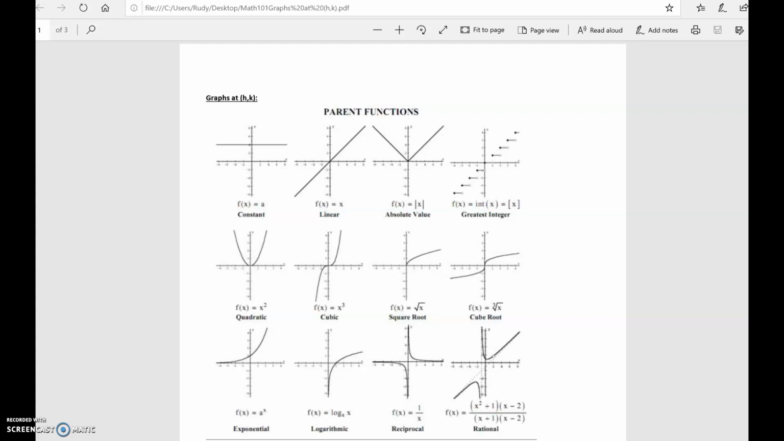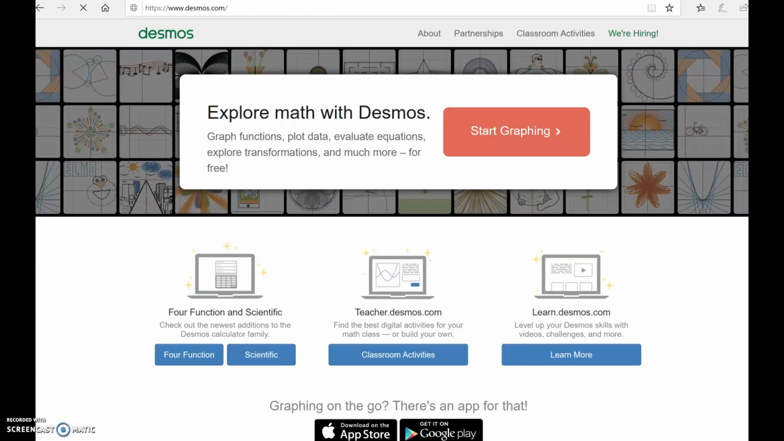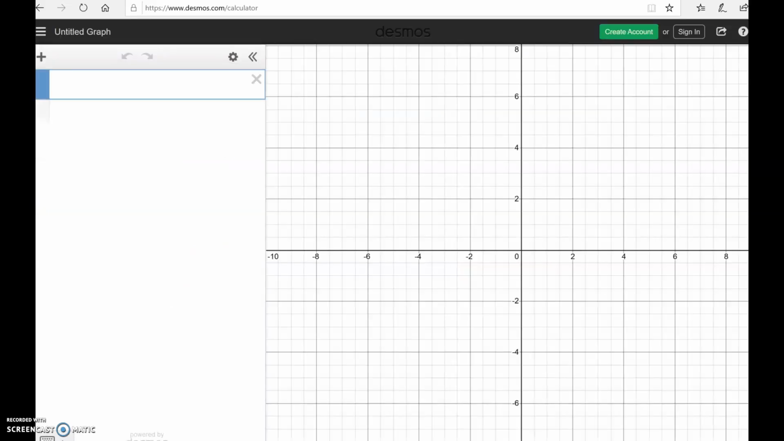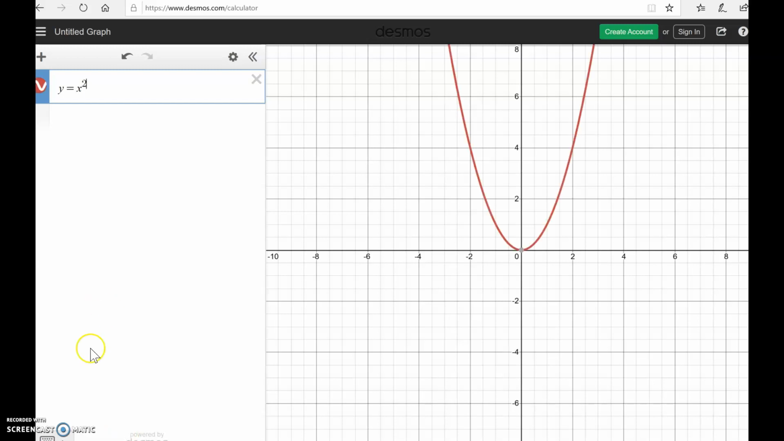Hi class, we're going to take a look at graphs at h comma k. Let me first explain the idea of h comma k on a basic graph. If you take a look at the following graph, such as y is equal to x to the second, x to the second is going to have a reference point at technically the origin. So the vast majority of our graphs actually have a reference point at the origin.